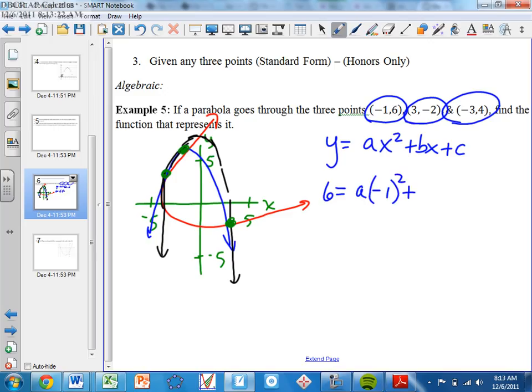Plus b. Awesome. That's the first line. But you know what? How many things are missing right now? How many things do I need to know? A, B, and C. Which is how many?